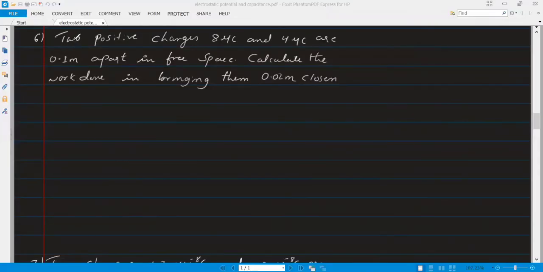Now let us go for the next problem, that is two positive charges of 8 microcoulomb and 4 microcoulomb. Assume there are two charges here. This is 8 microcoulomb and another charge is 4 microcoulomb, and they are separated by a distance of 0.1 meter. So they are telling us this is 0.1 meter apart in free space. Calculate the work done in bringing them 0.02 meter closer.